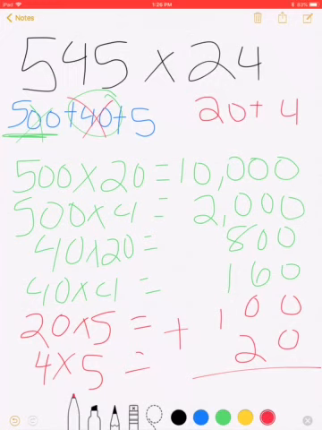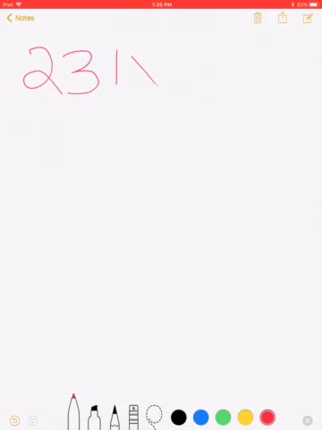Now, I want you to go ahead and try doing partial products. If you get stuck, I want you to give area model a try, and then you can see the similarities between area model and partial products. So go ahead for the rest of your homework. Please give this problem a try, and you can do it on any scratch paper.